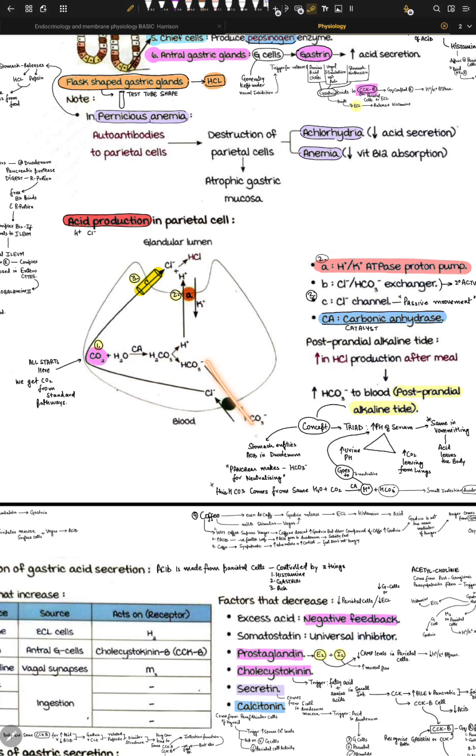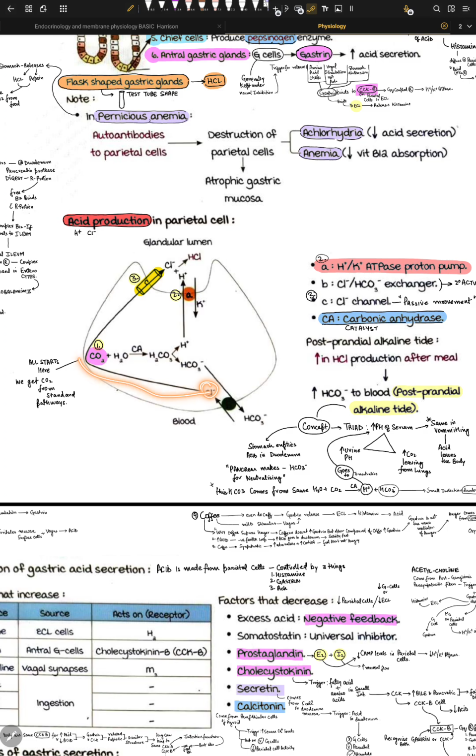Later this pushing of bicarb is exchanged with one molecule of chloride. So this is called a chloride HCO3 exchanger, right? And note that this is secondary active, right? So we are actually going with the gradient, not against the gradient. So these are secondary active, right?